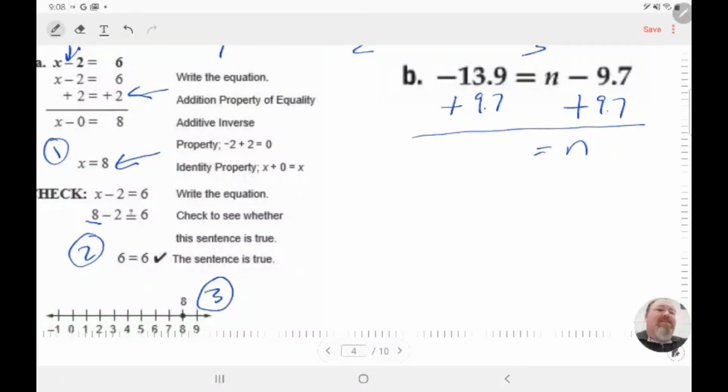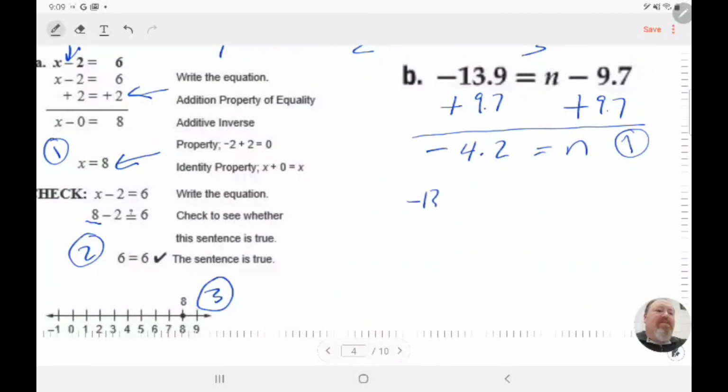And then negative 13.9 plus 9.7, they're opposite signs. One's positive, one's negative. So I subtract and keep the sign of the larger absolute value. So I would subtract these two, and I get negative 4.2 as my solution. So that's the first part of the answer. Then I would check it.